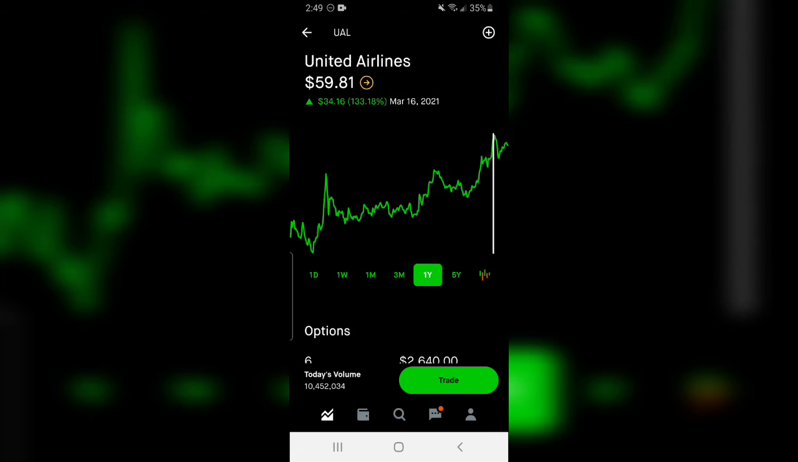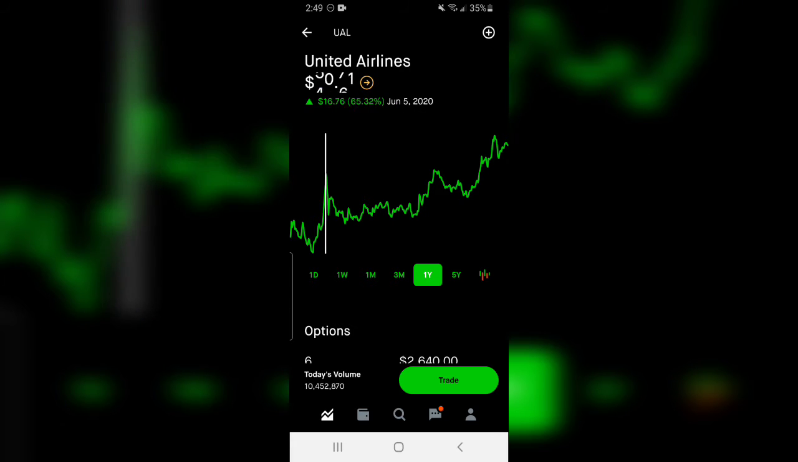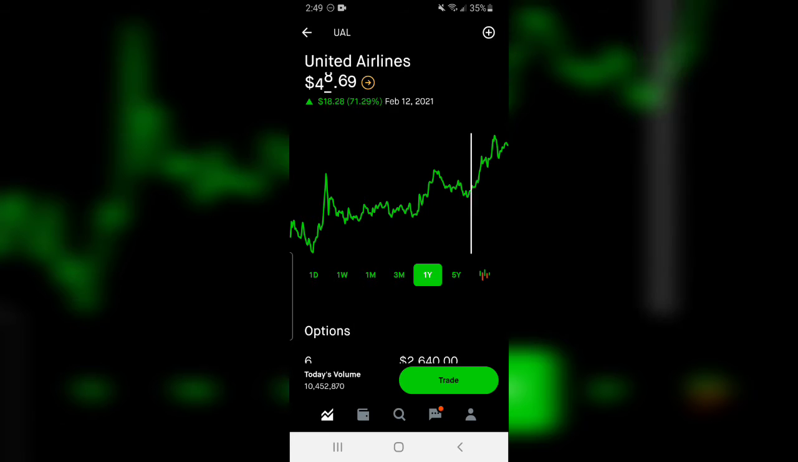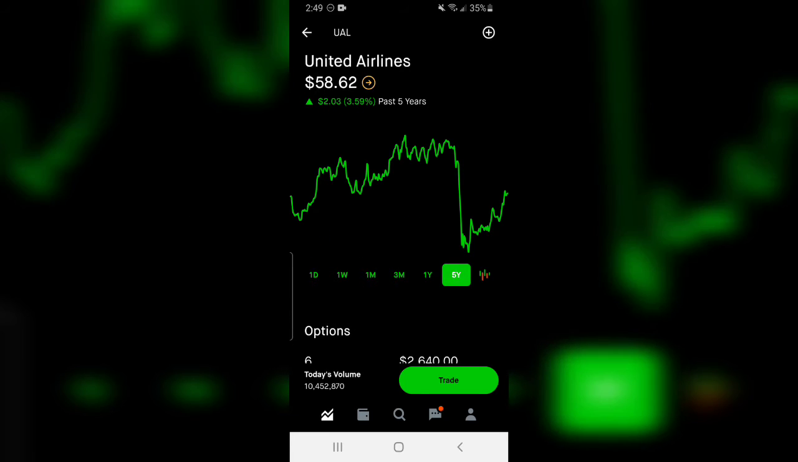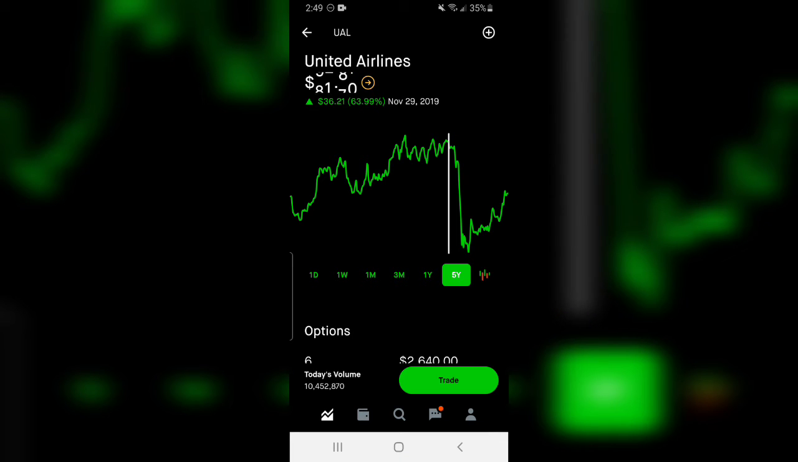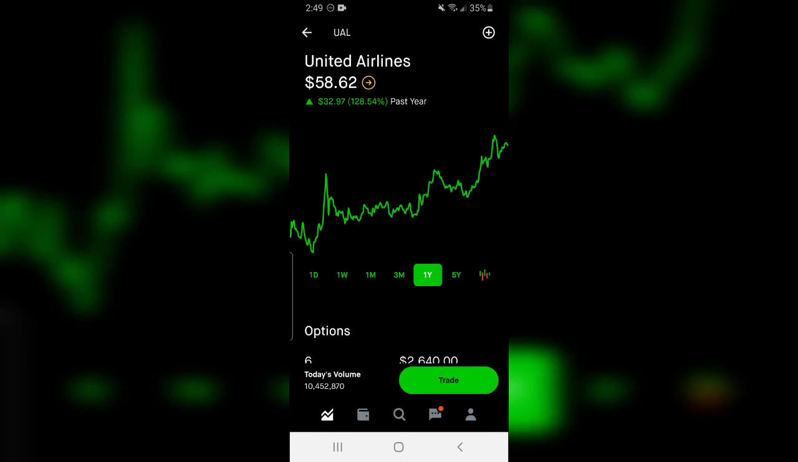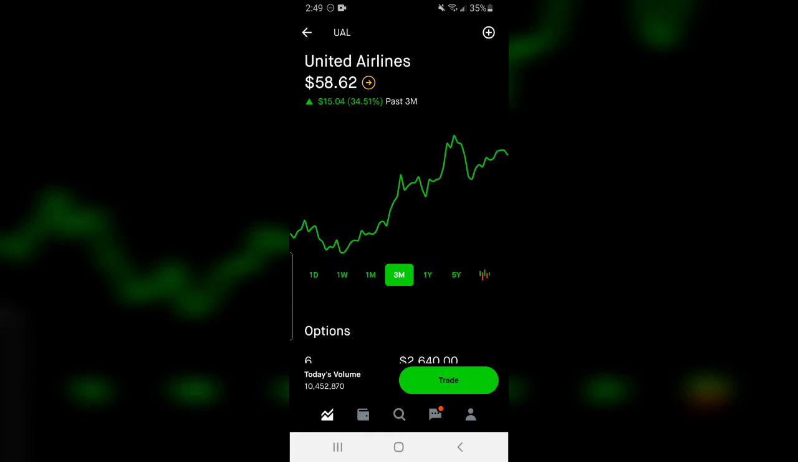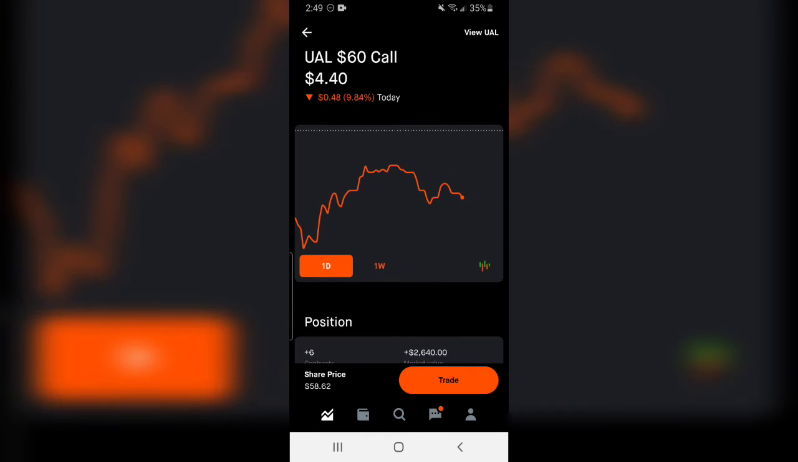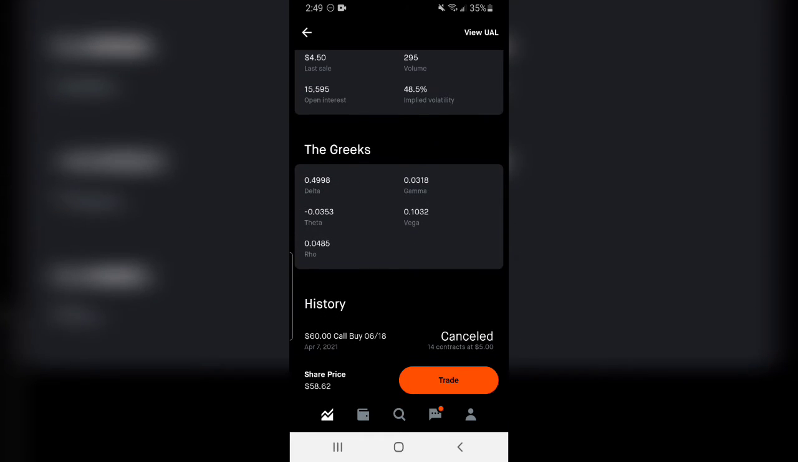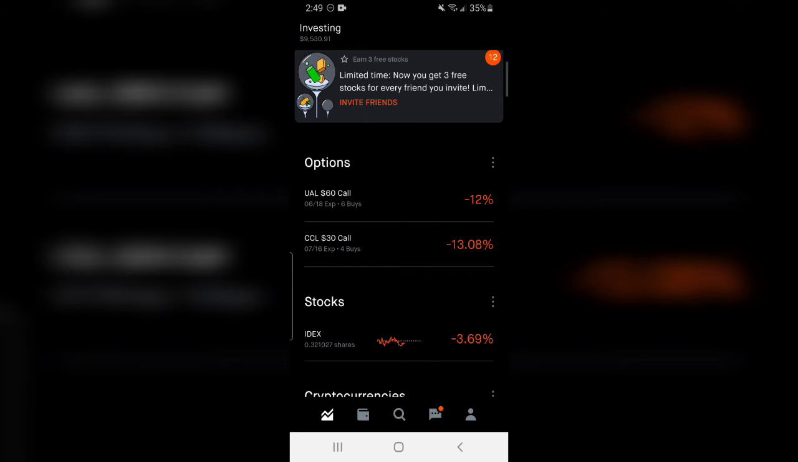So we're definitely going to see some positive trades. The airlines have been bailed out multiple times. They're going to continue to go up. So it's definitely going to be above $60, but I would say below 100 by the time June 18th comes around. But that's pretty much what it is with options and calls. Today we're just going to be talking about stocks.